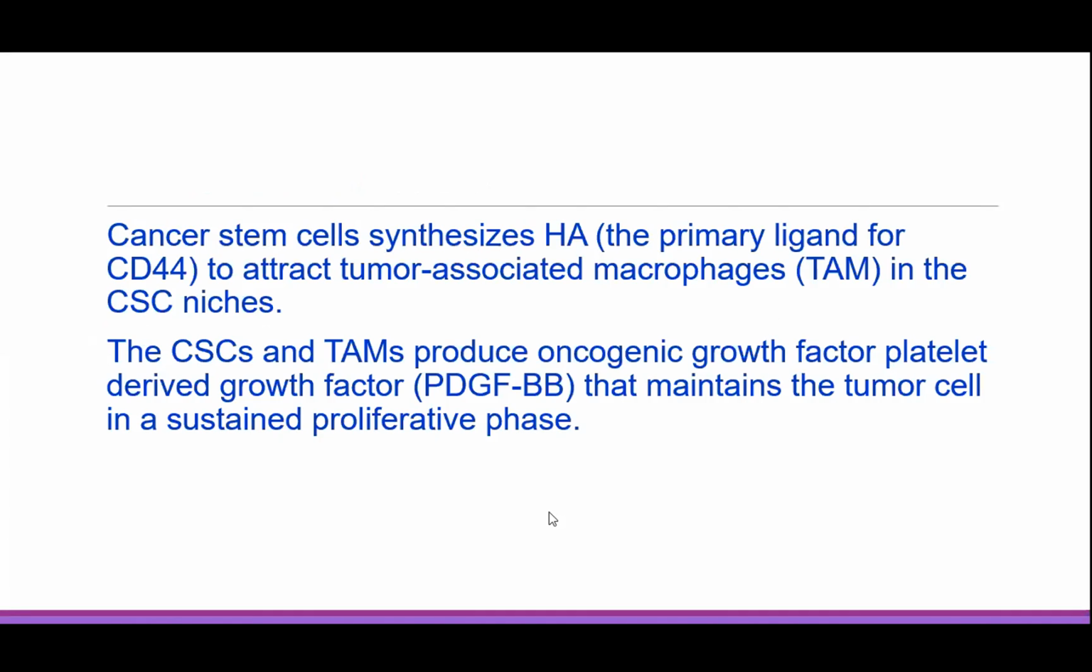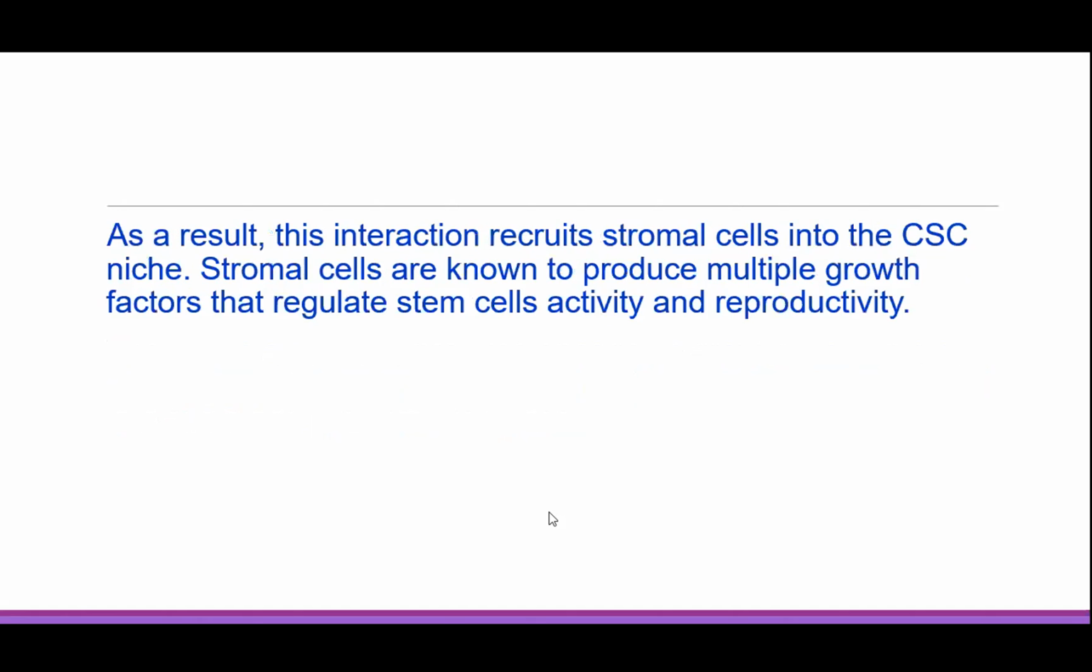Cancer stem cells synthesize hyaluronic acid to attract tumor-associated macrophages. Now, cancer stem cells and tumor-associated macrophages produce an oncogenic growth factor, that is platelet-derived growth factor, that maintains the tumor cell in a sustained proliferative phase. So we can deduce that the hyaluronic acid is attracting the macrophages, which in turn are attracting the cells from the matrix, and they are sustaining the proliferation of tumor. Now, stromal cells are known to produce multiple growth factors that regulate stem cell activity and reproductivity.